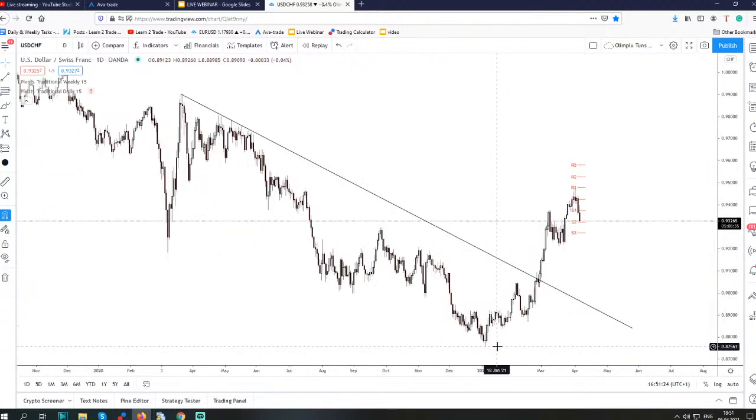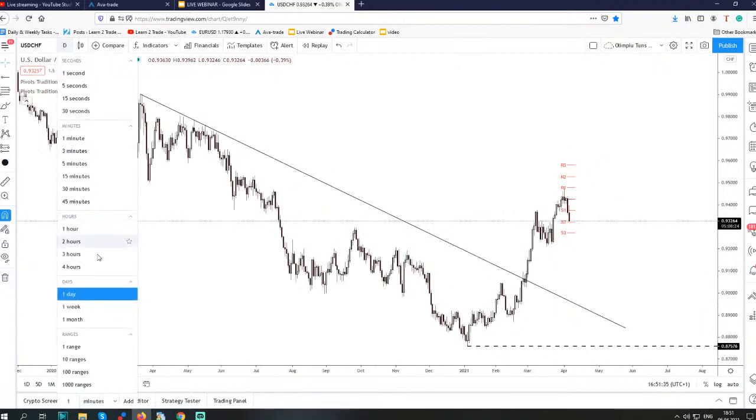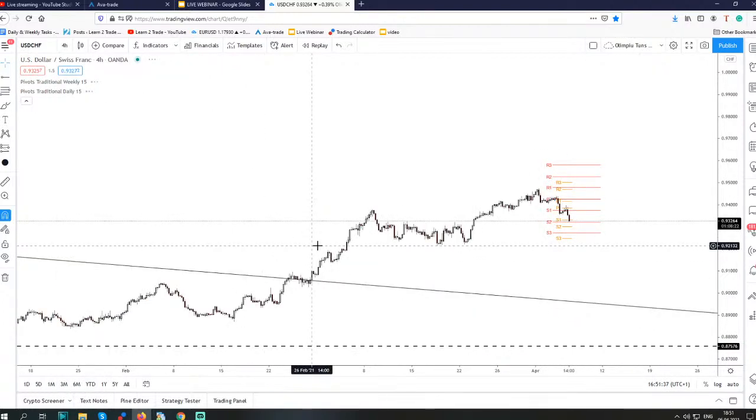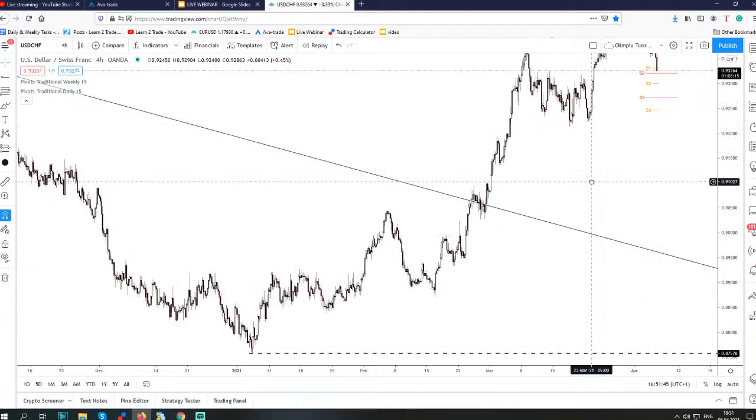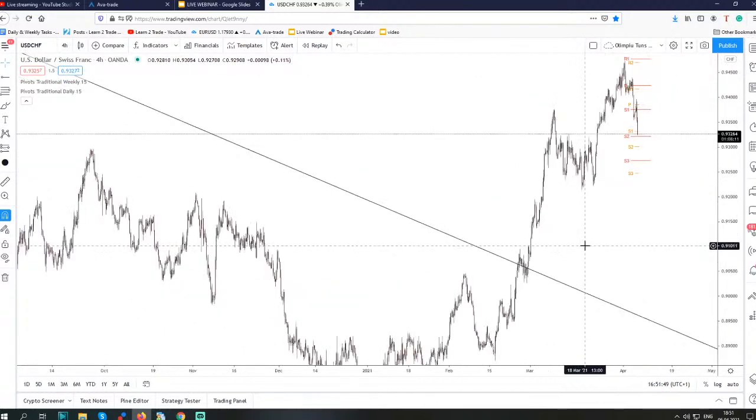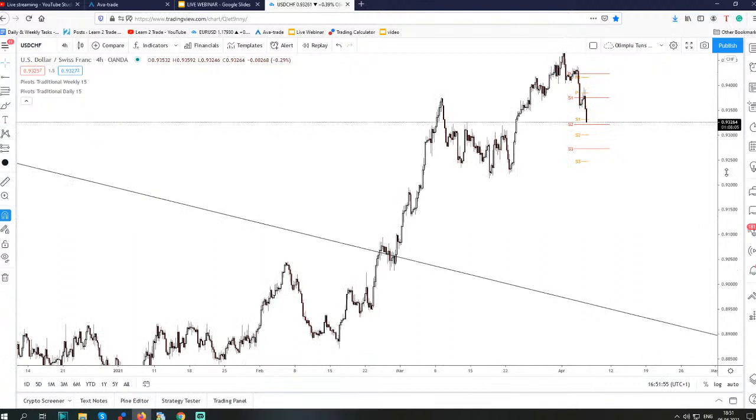The price has found strong support here around the 0.8757 level, and if we take a look here on the 4-hour chart, the price has jumped above the downtrend line, signaling that we may have a bullish reversal.